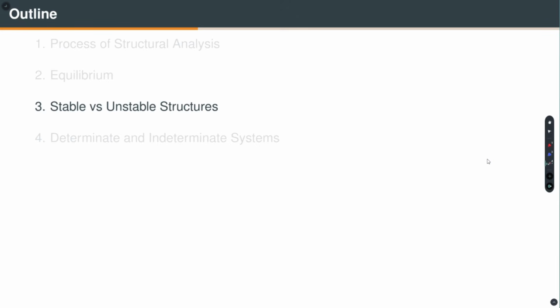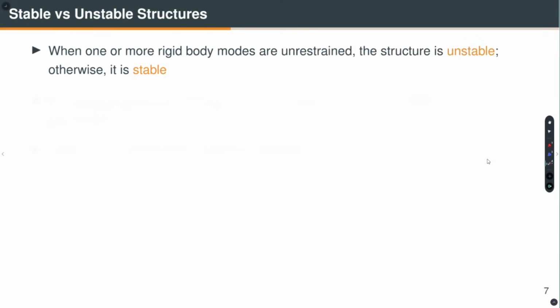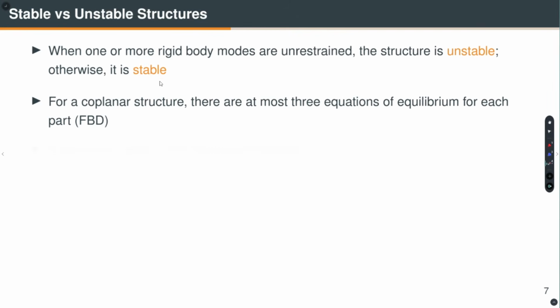Now, let us briefly review stable versus unstable structures. So, when one or more rigid body modes are unrestrained, then the structure is unstable, otherwise it is stable. Okay. For a coplanar structure, there are at most 3 equations of equilibrium for each free body or each part of the structure. So, let us say there are n parts in a structure and r unknown reactions, so each part is giving me 3 equilibrium equations, right.